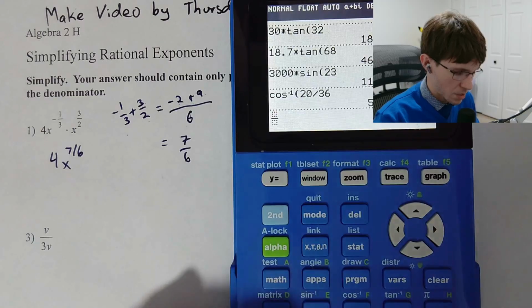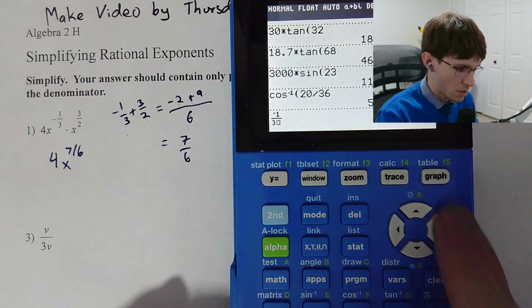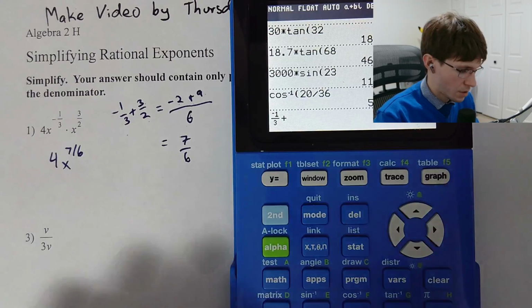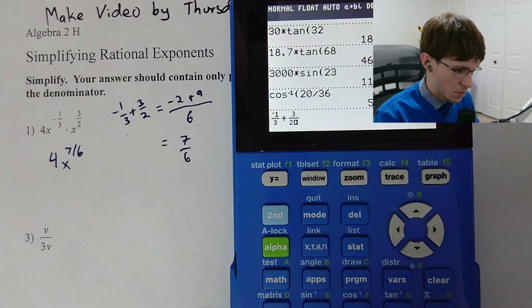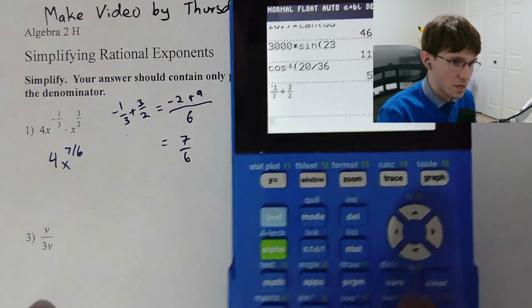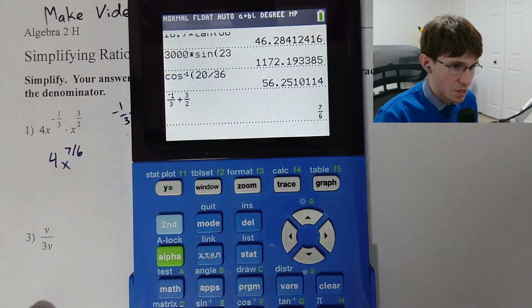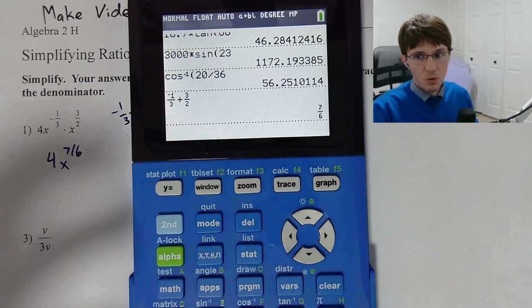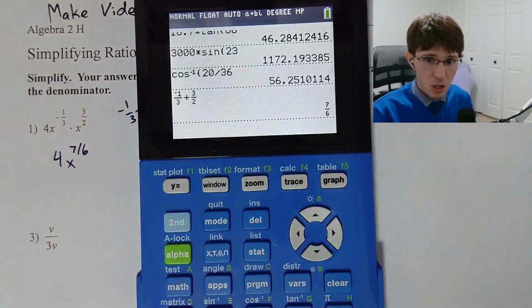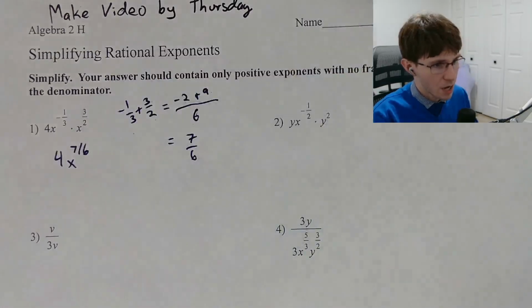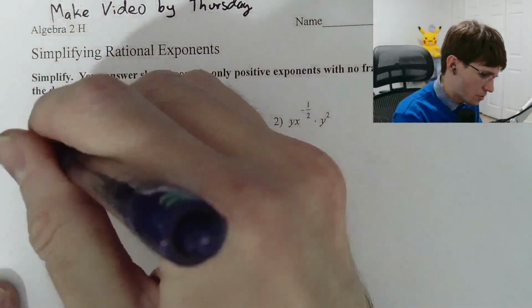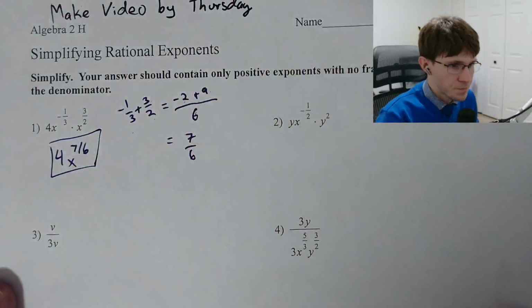If you simply type in that -1 over 3, and then add that to the 3 over 2, then alpha y equals enter, you can see, sure enough, it gets that 7 over 6 as promised. So the point is you're allowed to use your calculator. Just use your calculator if you want to, or do it by hand. I don't really care either way. Up to you. There's our final answer to the first one.